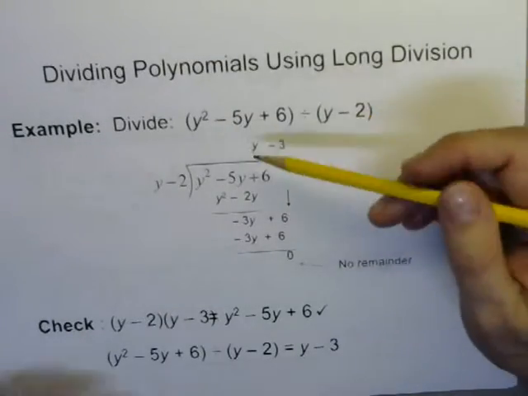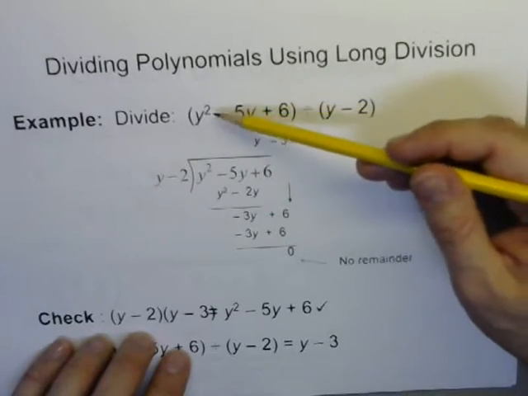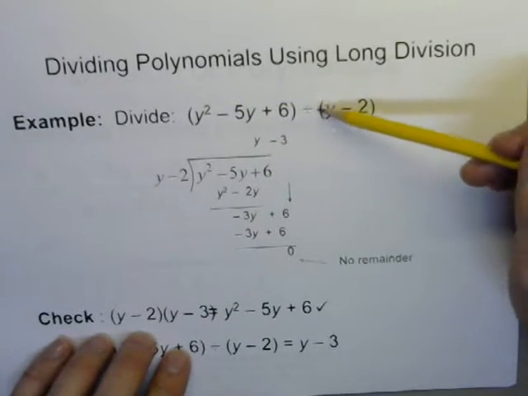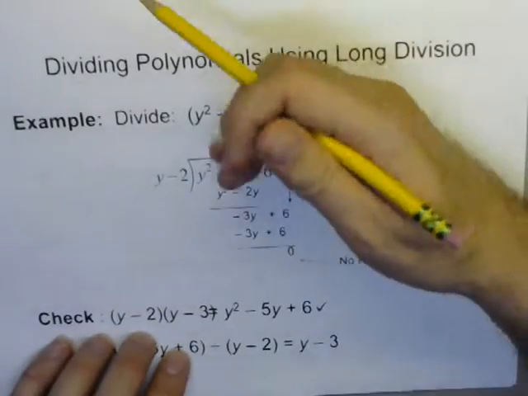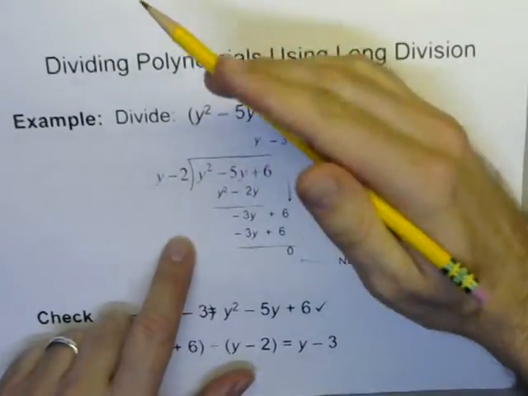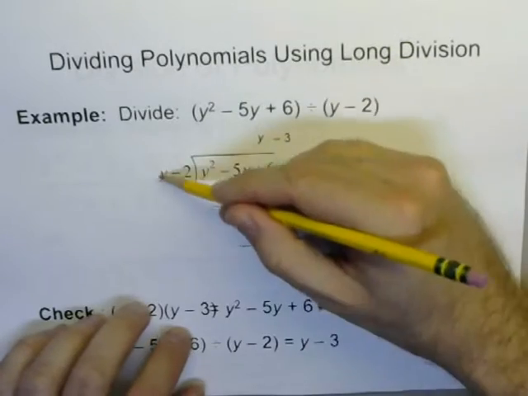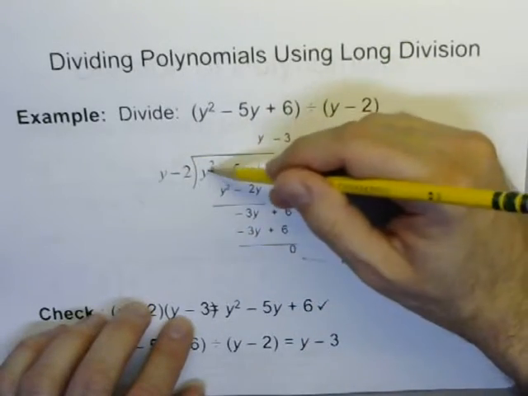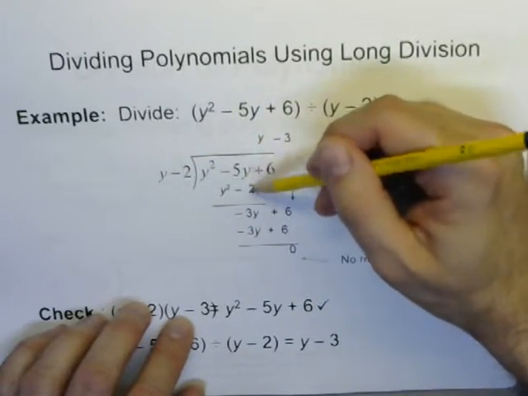Here's another example. So let's say I want to divide y squared minus 5y plus 6 divided by this. Again, you would write it this way. Going to ask yourself, what would you multiply y by to get y squared? Well, you'd multiply by y. So take y times y minus 2. That'll give you y squared minus 2y.